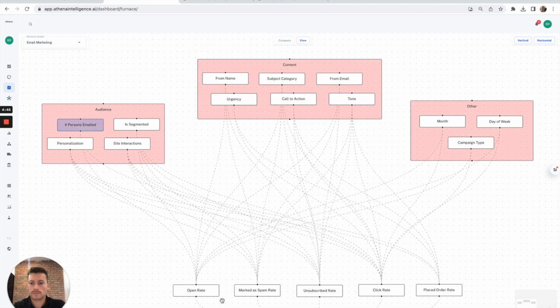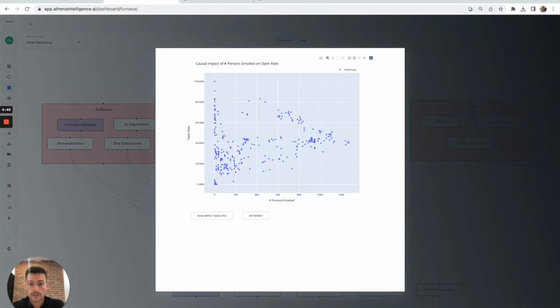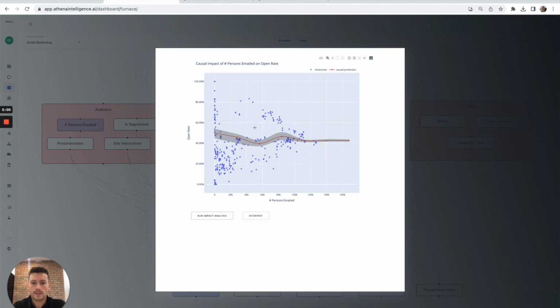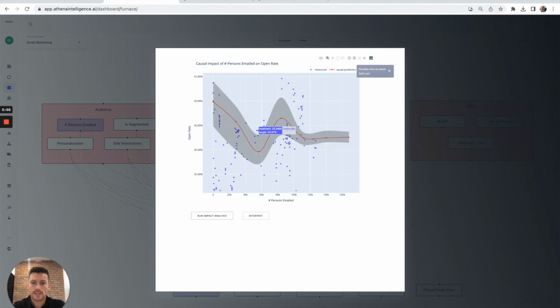I'll do one more briefly for the open rate and the number of people that were emailed. So as we send more emails in a campaign, are people more or less likely to open it? And we notice it converges roughly to about 40%. And if we run impact analysis, again, we see there's roughly a 40 to 50% rate, depending on how many people you send it to.